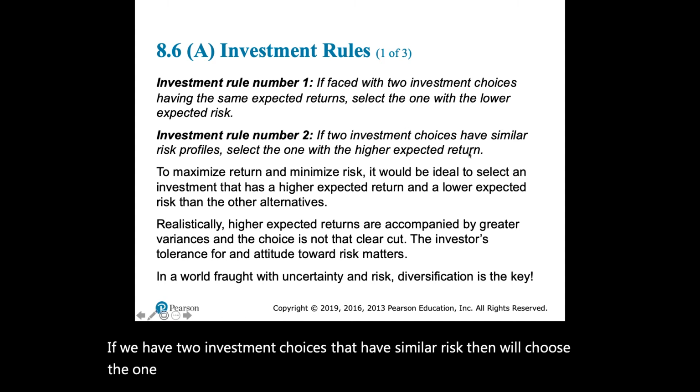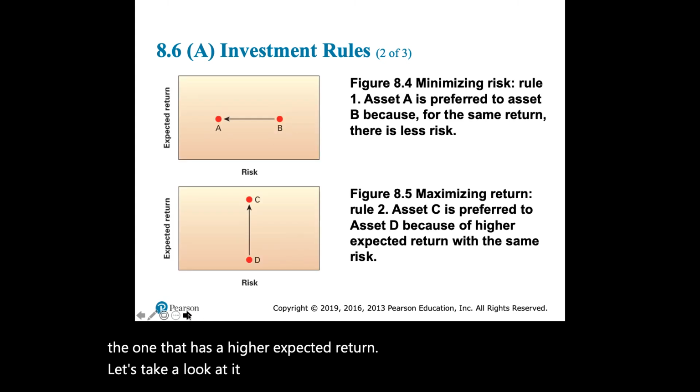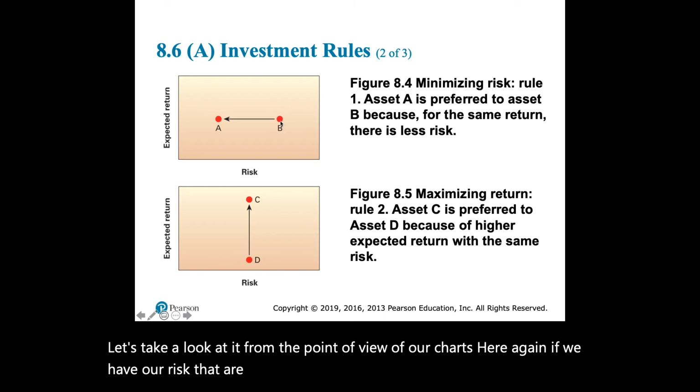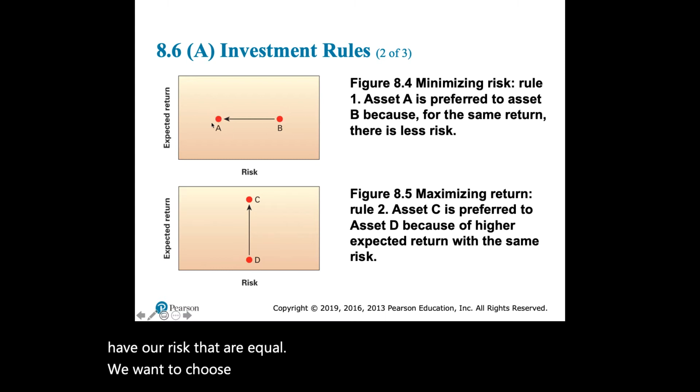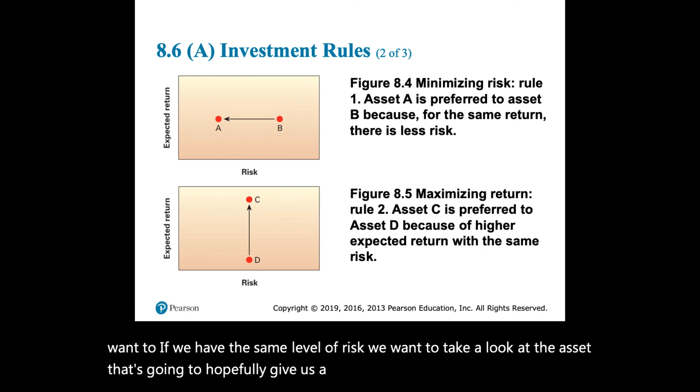Now, let's take a look at it from the point of view of our charts here. If we have risk that is equal, we want to choose the investment asset that is less risky. Versus here, if we have the same level of risk, we want to take a look at the asset that's going to hopefully give us a higher expected return. And remember, we're using the word expected because we're always forecasting. So this is not a guaranteed return.